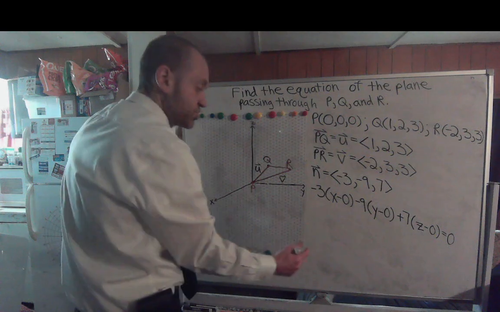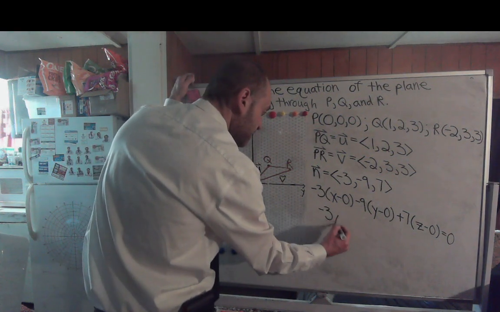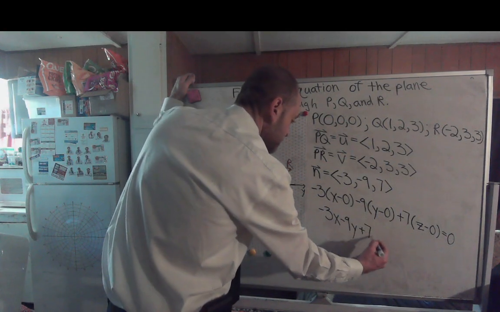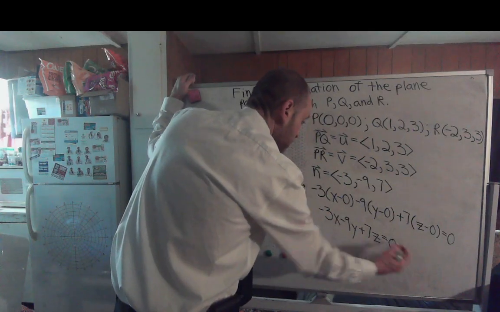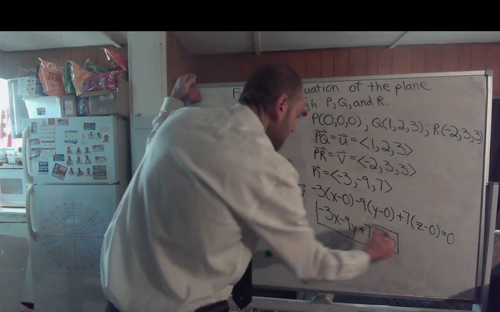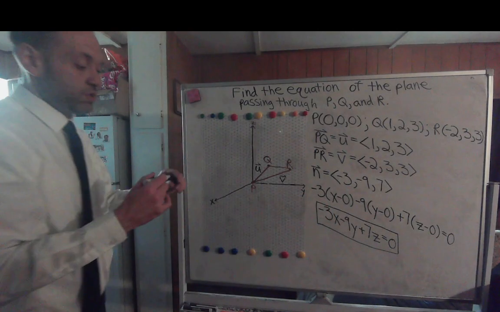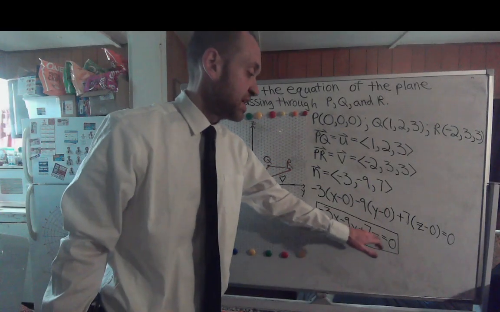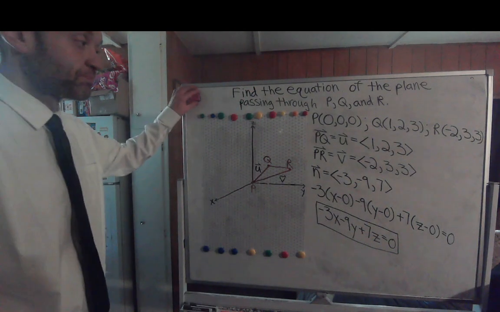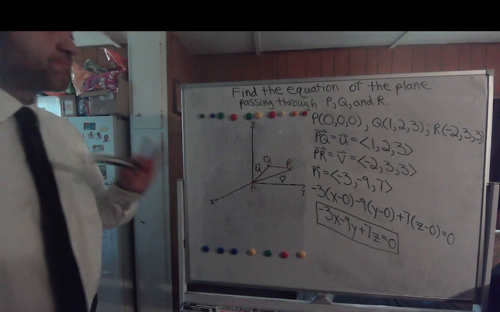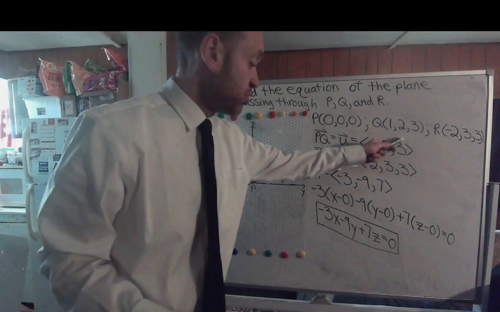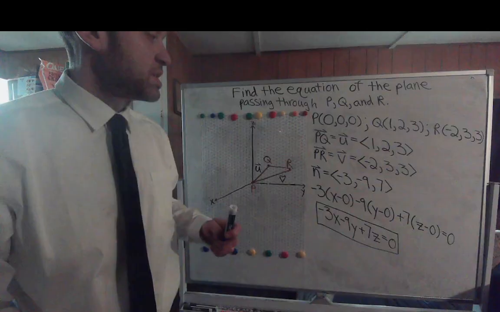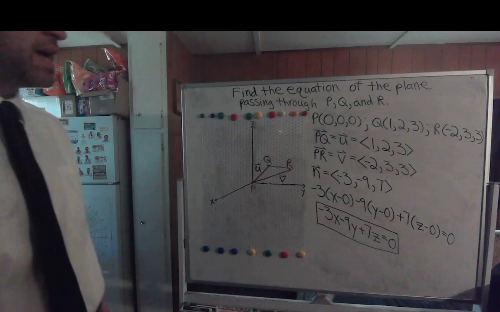Now just do some distributing. You should end up getting negative 3x minus 9y plus 7z equals 0. And if you pick any one of these points, you should arrive at the same result. So keep that in mind.